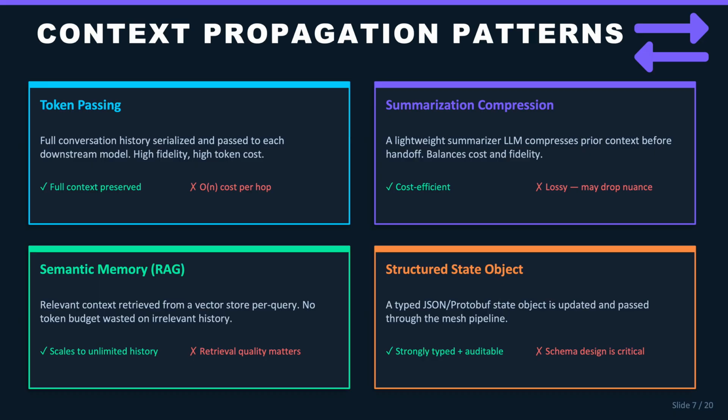Finally, structured state objects use a strongly typed JSON or protobuf state object that gets updated and passed through the pipeline. This gives you full auditability and type safety, but requires careful schema design up front. Most production meshes combine all 4 patterns, choosing the right one based on the task type and latency requirements.